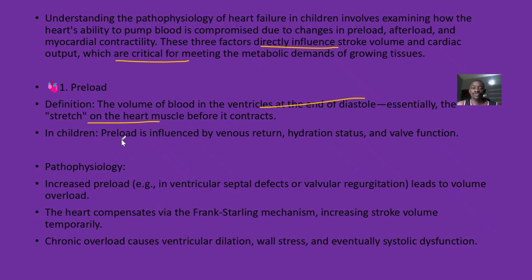So in children, the preload is influenced by what? Venous return, hydration status, and valve function. Pathophysiologically, increased preload leads to volume overload. If the volume of blood at the end of diastole, the relaxation phase, is too much, the heart compensates via the Frank-Starling mechanism, increasing the stroke volume temporarily.